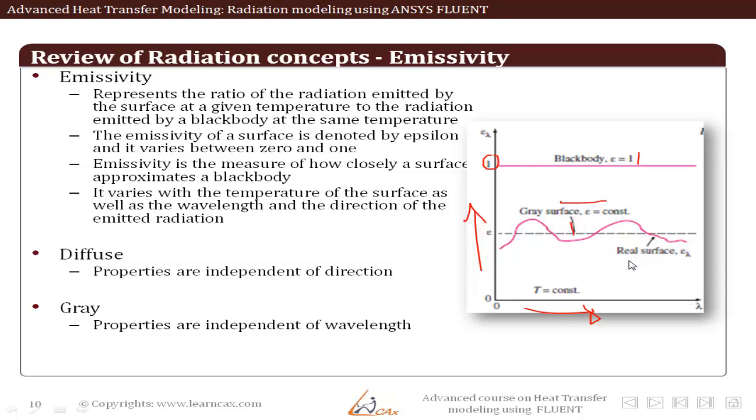But for a real surface, emissivity is neither 1 nor constant, it is varying with wavelength. Black body has the highest emissivity, constant and independent of wavelength. Gray surface, although not the maximum emitter, has emissivity that is constant with respect to wavelength. And a real surface actually has emissivity changing with wavelength.